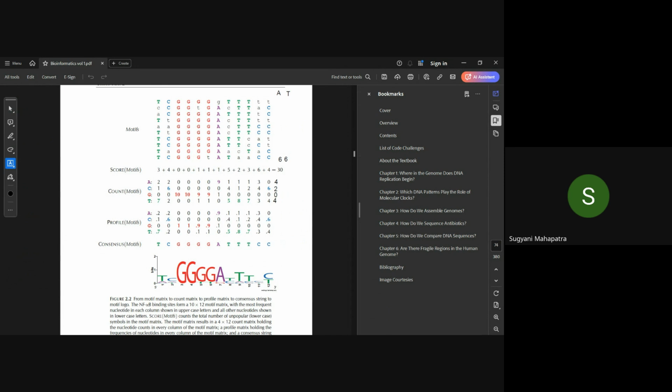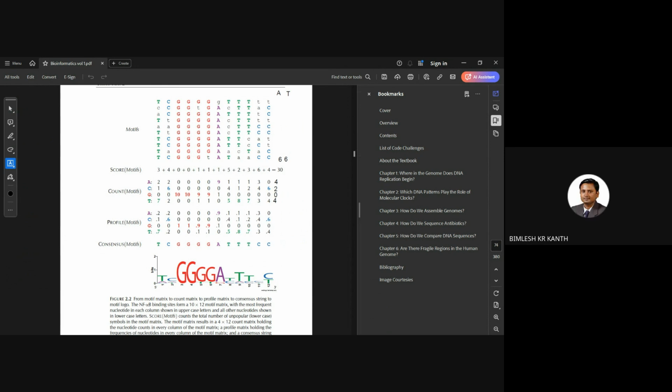It may be possible that you will be given the count matrix and everything else is asked to be computed. You may be given the profile and asked to score. Score to profile will not be asked, but profile to score may be asked. Count to score may be asked. Maybe this figure will be given and you will be asked to find the consensus.